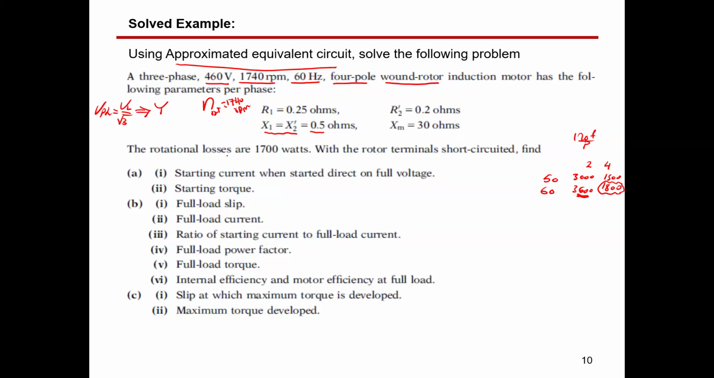The rotational losses are 1700 watts. So the rotational loss of the machine is 1700 watts, and this is a constant value. By the way, all of the time we consider that rotational loss is constant for the induction motor, which means whatever the load, whatever the speed, the rotational loss is going to be the same.